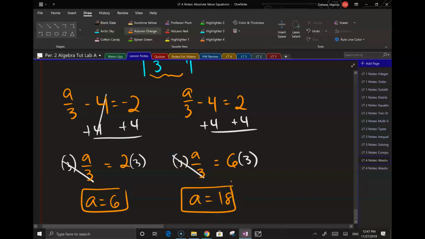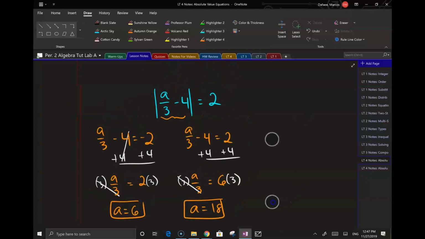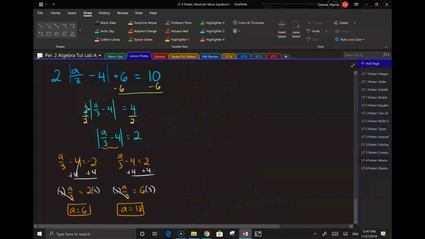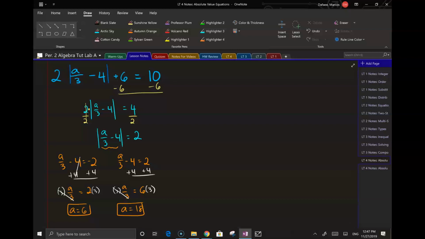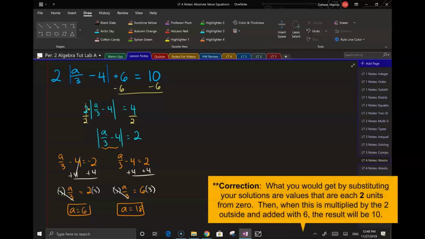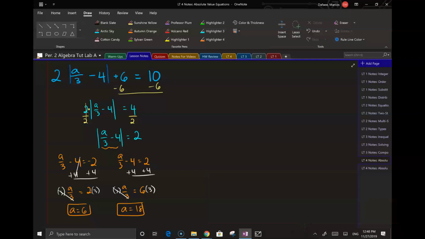And that, my friends, is the end of our video. So both values, if substituted back into the original equation, which is way up there, if you were to substitute a 6, do the math on the left side, what you would get is a value that is exactly 10 spaces away from 0. And if you substitute the positive 18, the very same thing would happen. You get a value that is exactly 10 spaces away from 0.